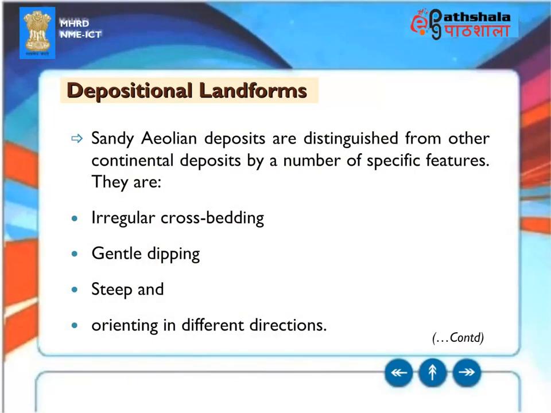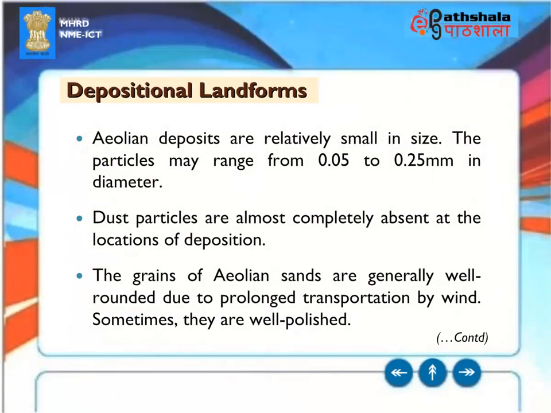Depositional landforms. Sandy Aeolian deposits are distinguished from other continental deposits by a number of specific features. They are irregular cross bedding, gentle dipping, steep and orienting in different directions. Aeolian deposits are relatively small in size. The particles may range from 0.05 to 0.25 millimeters in diameter. Dust particles are almost completely absent at the location of deposition.